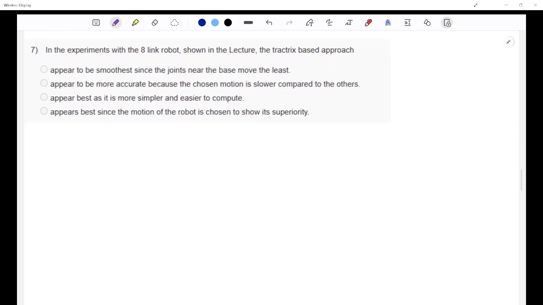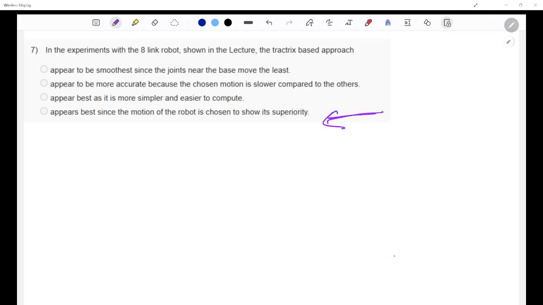So in the experiments with the 8-link robot shown in the lecture, the tractrix based approach appears to be the smoothest since the joints near the base move the least; appears to be more accurate because the chosen motion is slower compared to the others; appears best as it is simpler and easier to compute; and appears best since the motion of the robot is chosen to show its superiority. Oh, this was a nice option.